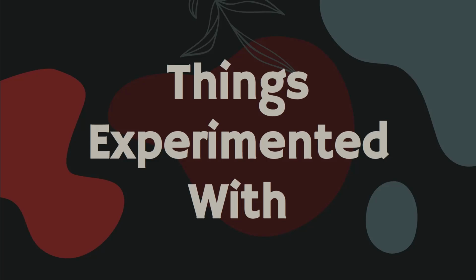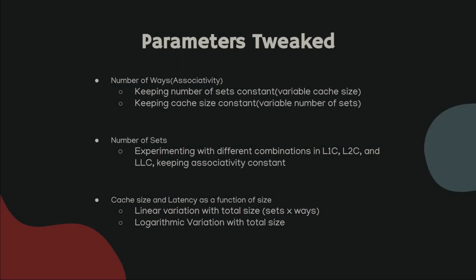So here are the things we experimented with. First, we varied the number of ways, also called associativity, and observed the effects under two conditions: one where the cache size is constant, and the other where we keep the number of sets constant, in which case the cache size will vary. Also, we experimented with different cache sizes and the different possible combinations in the three caches.